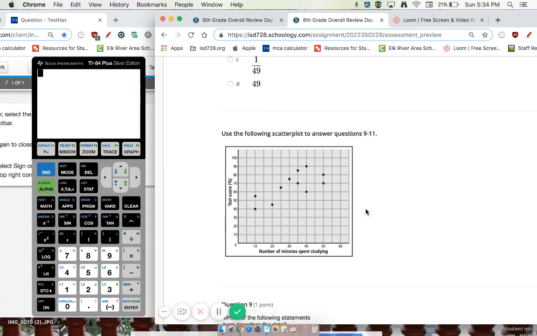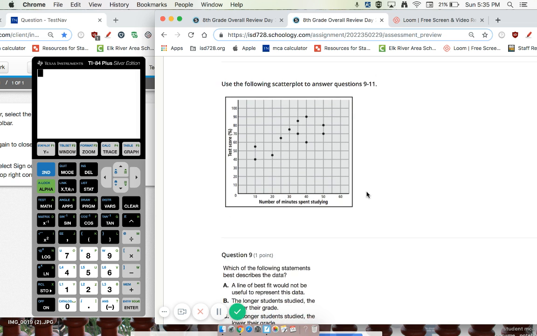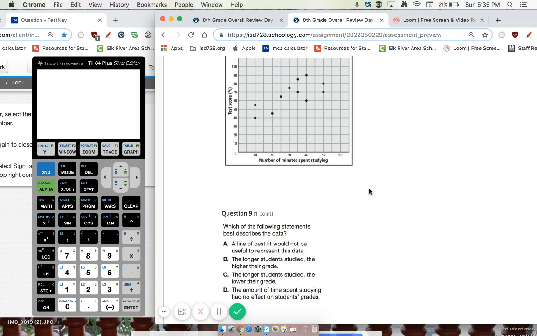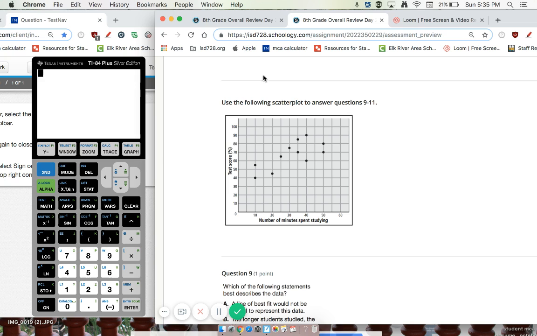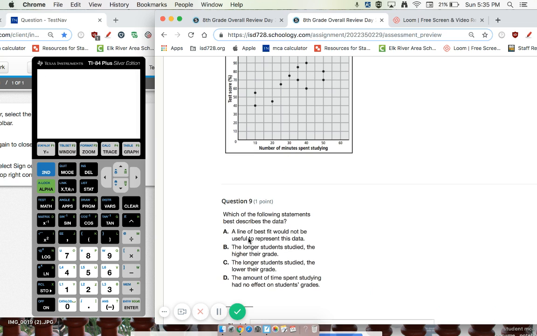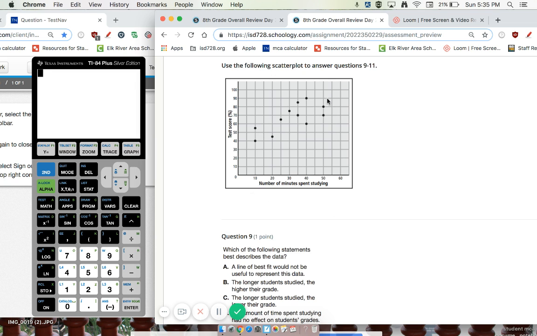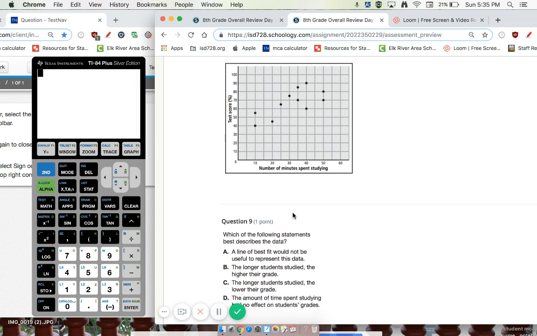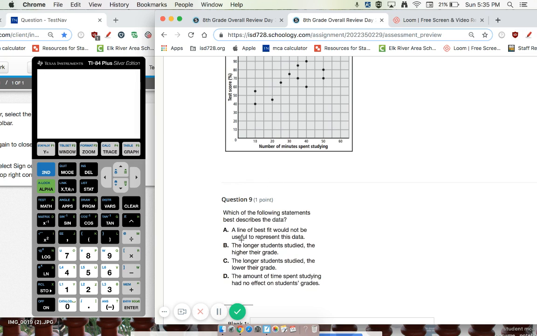All right, I got to use a scatter plot to answer questions 9 through 11. Question number 9, which of the following statements best describes the data? So I'm just going to take a look. Number of minutes you study and your grade. So it looks like there's a positive correlation. The more you study, the higher your grade's going to be. Makes sense. Option A, a line of best fit would not be useful. Well, I think it would be useful. They seem pretty close together, so I don't think that's a good one.